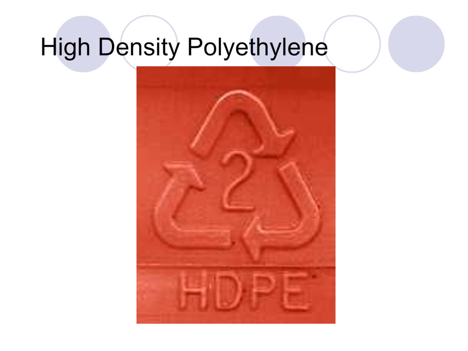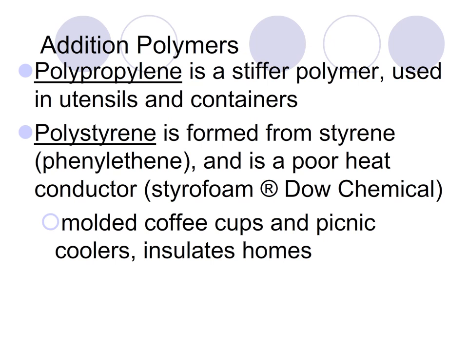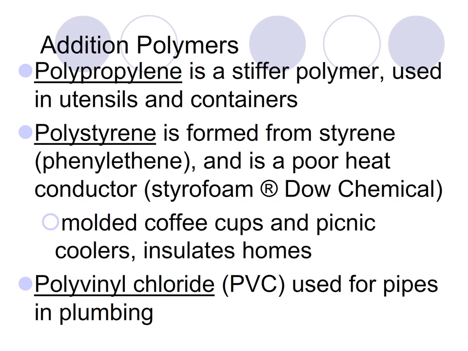Alright, so I'm showing you a couple examples here of addition polymers. High density polyethylene, HDPE, is one example. A couple more examples of addition polymers are polypropylene. In polypropylene, the monomer is propene.